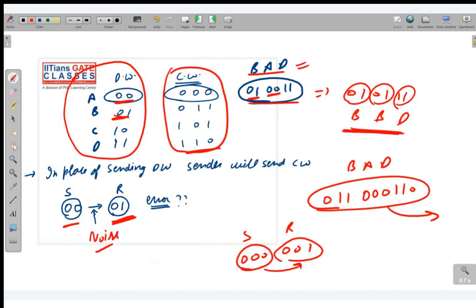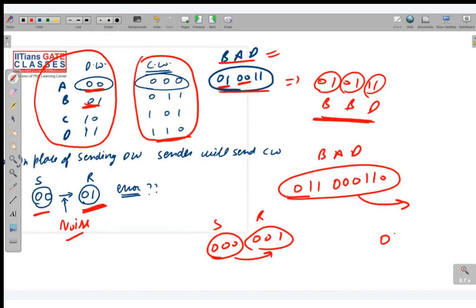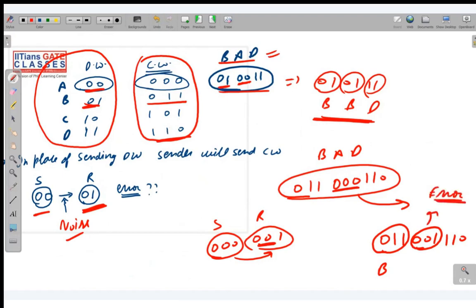So what will happen? The receiver will receive 011, and in place of 000 it has received 001, and then 110. From the table, it will say 011 is nothing but your B. But as soon as it sees 001, it will match the table and it will not find 001 anywhere. Now it will say, yes, there is some error. 001 is not in my table, so this is an error.